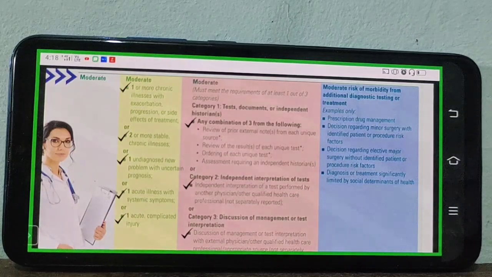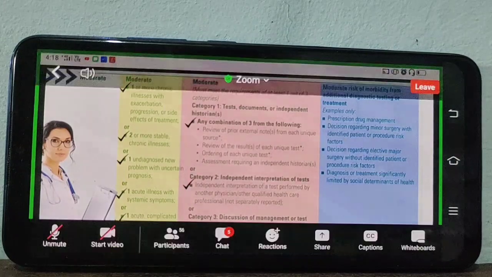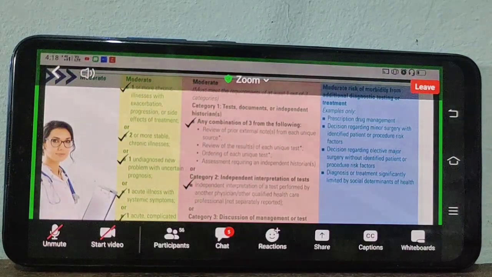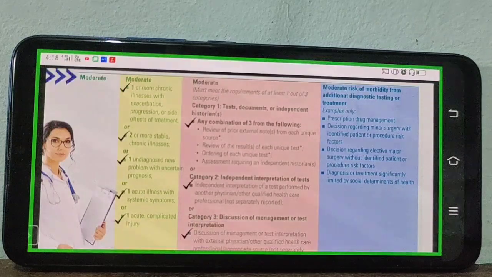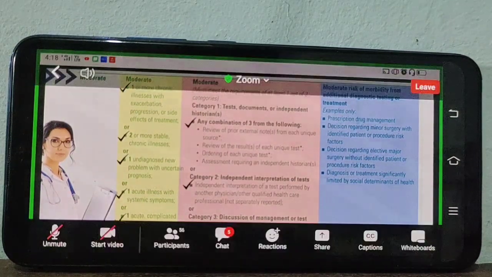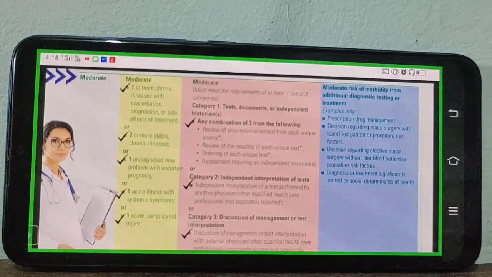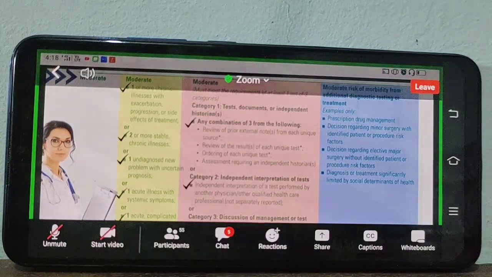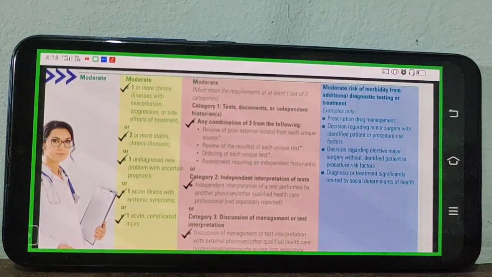Did you understand? Then in table B, how many categories are present here? Three. In that three, how many categories do we need? At least one. So 1 out of 3. See that the first line of that table must meet the requirement of at least 1 out of 3. There are 3 categories. In those 3 categories, I need any one category to be satisfied by our document.